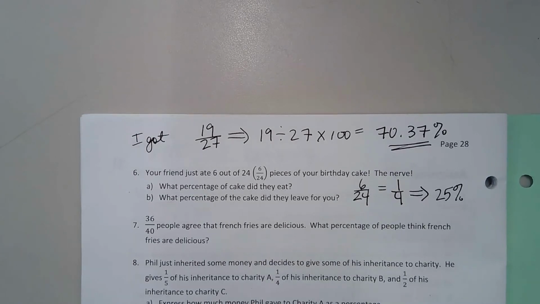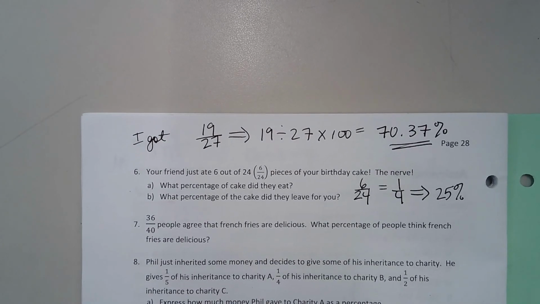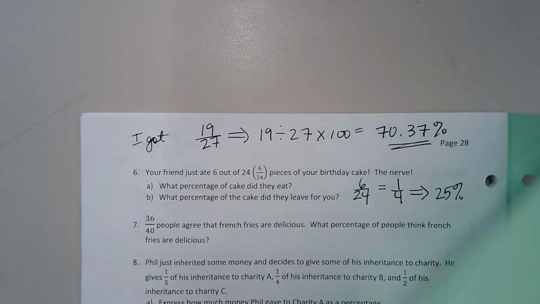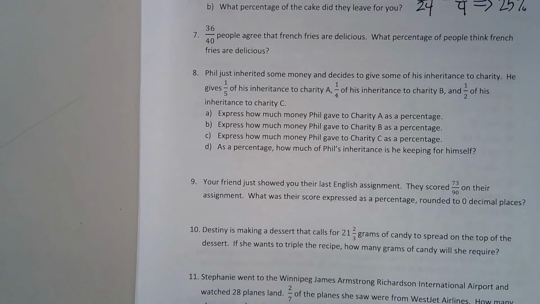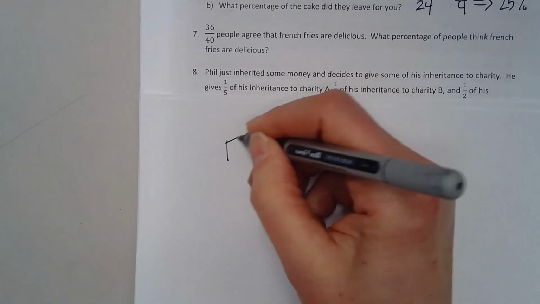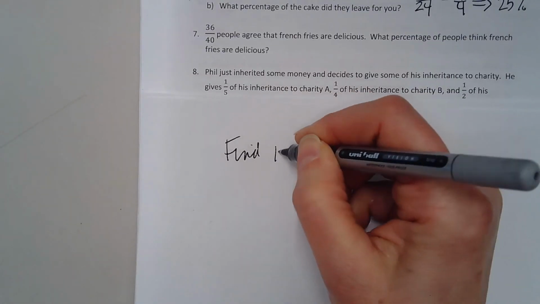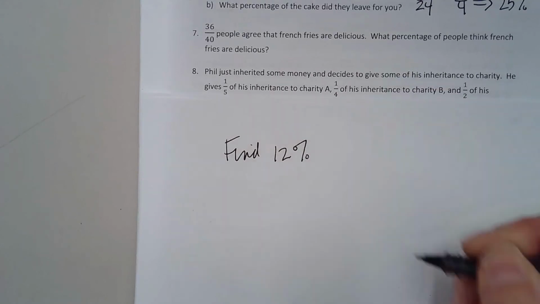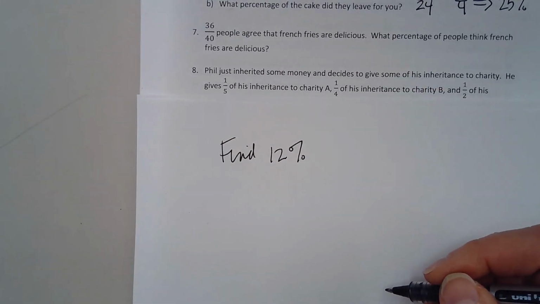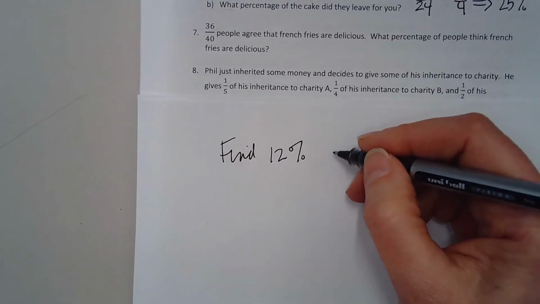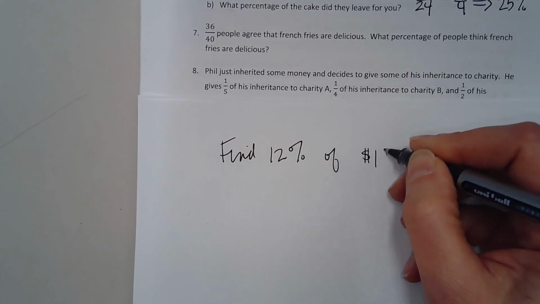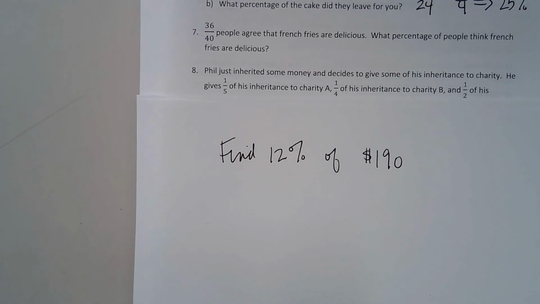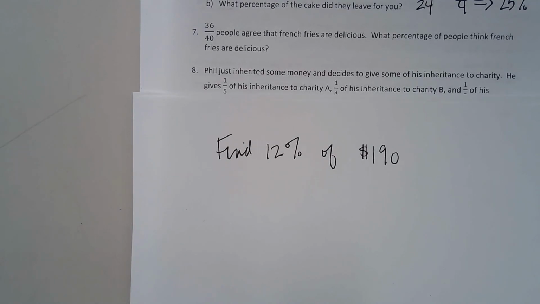What about if I asked you this question? I just want to do one more little thing, then I'll let you work. What if I said, find 12%, because that's our combined PST and GST in Manitoba, right? Find 12% of $190. How would you do that? 12 divided by 100 times 190. Okay.